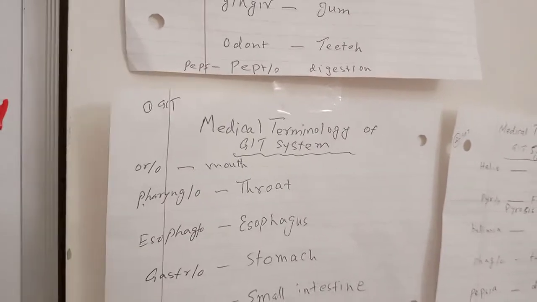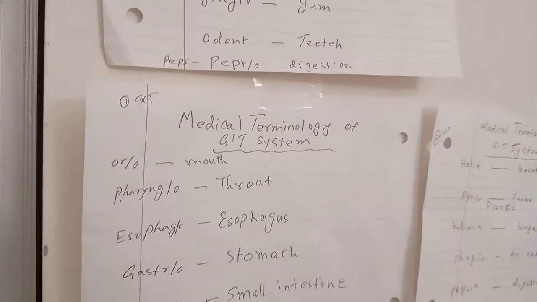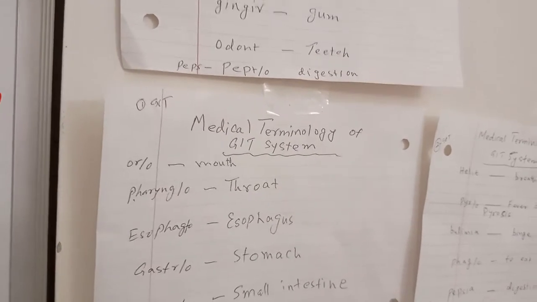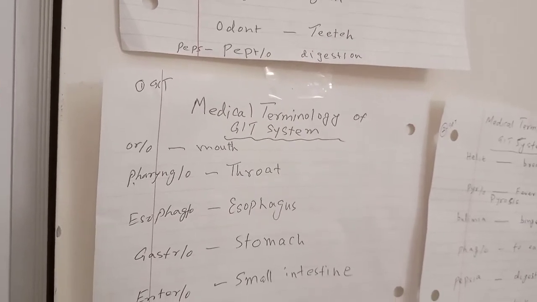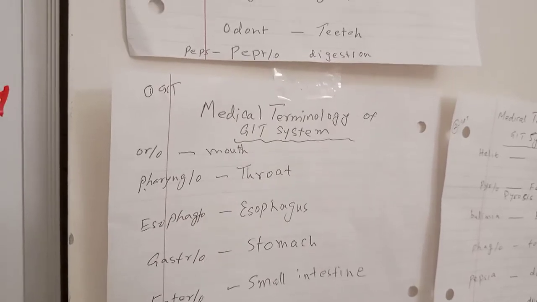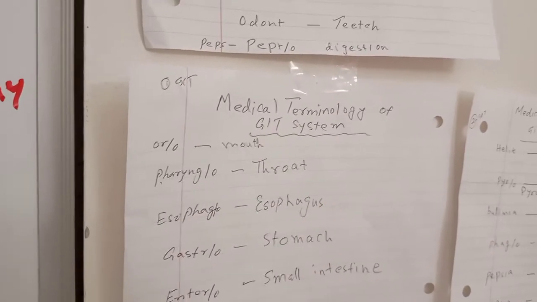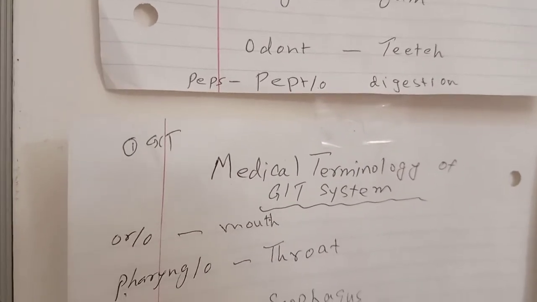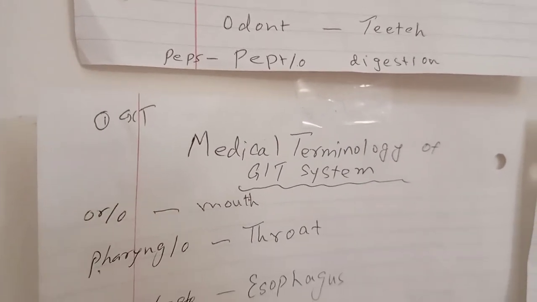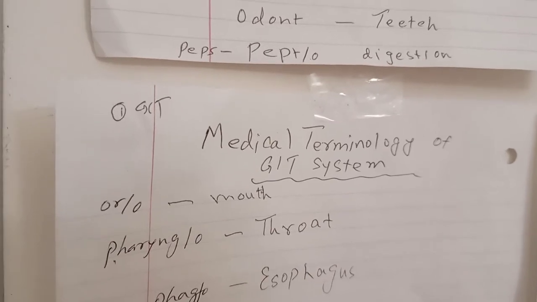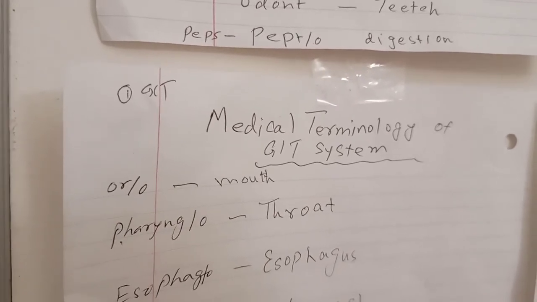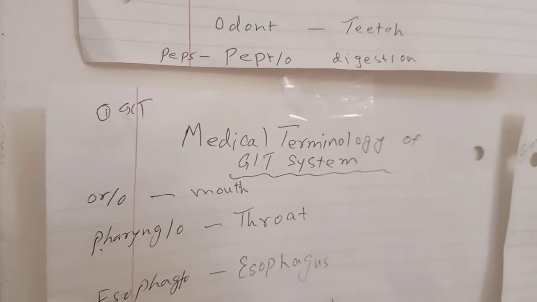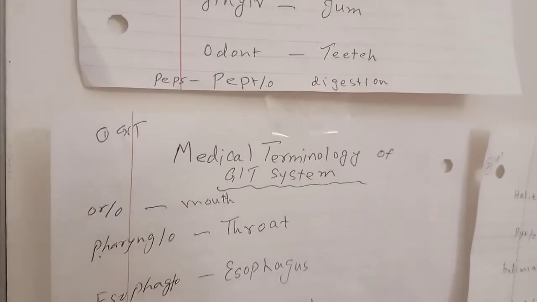Odonto. These are both word roots for teeth. Dentist, odontist. This is dental surgeon. Now peps and pepto. This means digestion. Dyspepsia, difficulty in digestion, or painful digestion.